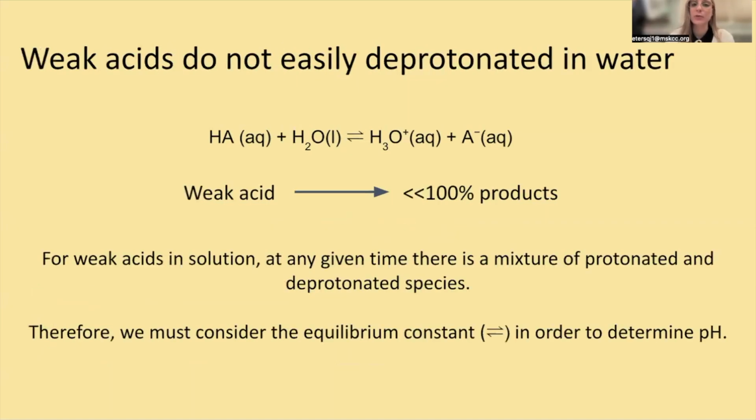Now, weak acids do not easily deprotonate in water, meaning they're going to produce fewer than 100% of products. So in this case, you will have a mixture of the protons, the deprotonated acid, and the protonated acid species. Therefore, when you calculate the pH of a weak acid in solution, you have to consider its equilibrium constant, as it's moving back and forth between both protonated and deprotonated states.